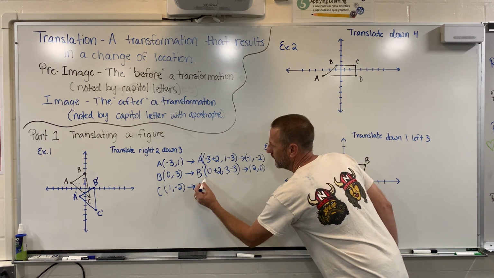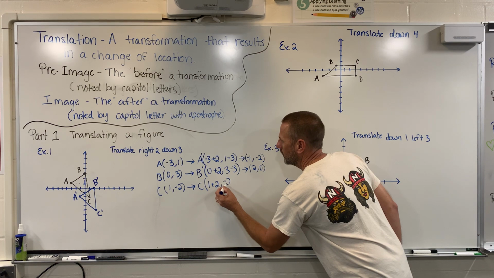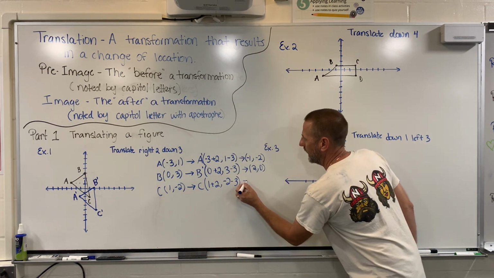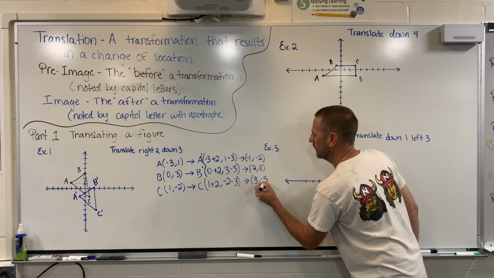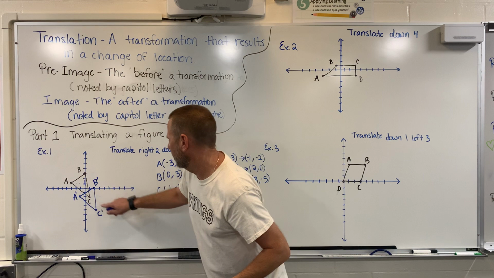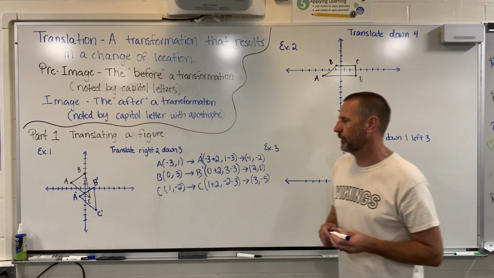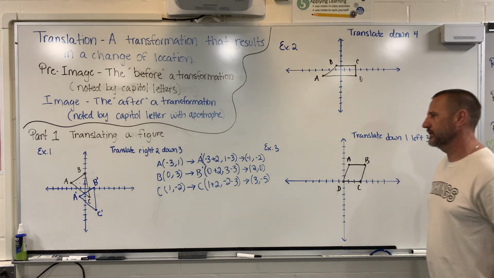And then the last one, I do this one more time. So my last one's gonna be 3 comma negative 5. And let's see, over 3, down 5. I probably could have drawn that C a little better, but you see the thing, it's there. So this is called a translation.